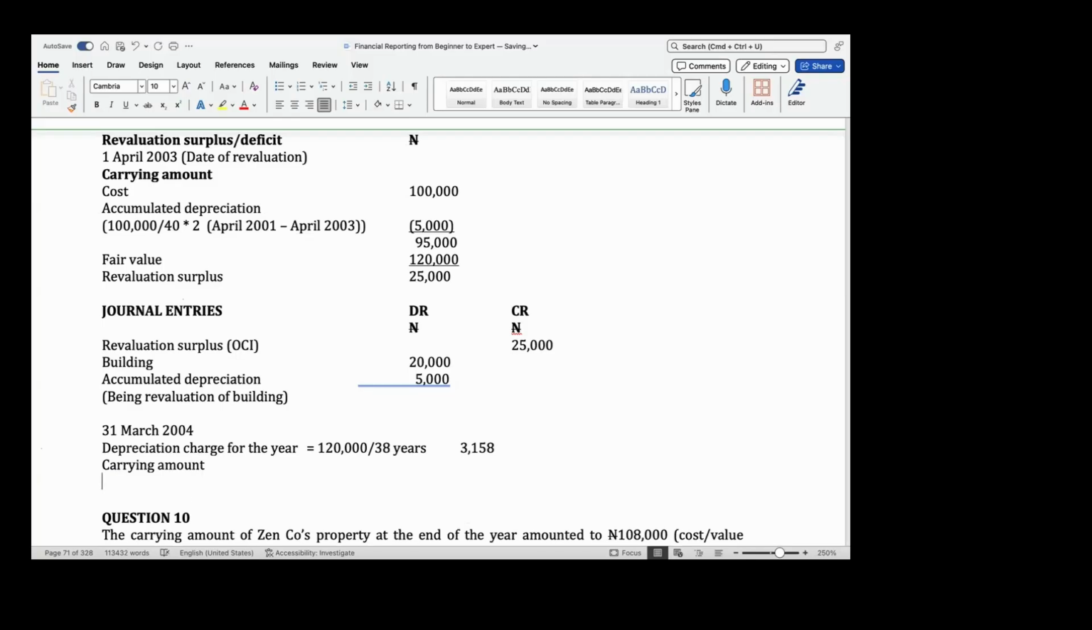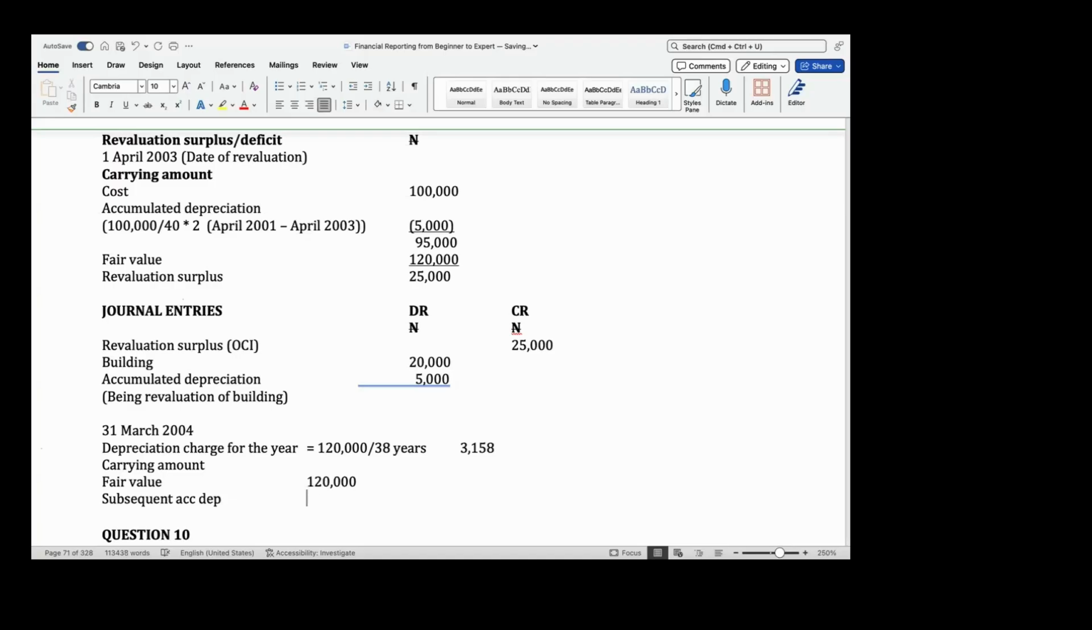The carrying amount will now be the cost minus the depreciation. The value, what's called the fair value, minus depreciation. With the fair value. That's what we call subsequent accumulated depreciation. So what's the fair value? The fair value is 120. What's the subsequent depreciation? 3,158.